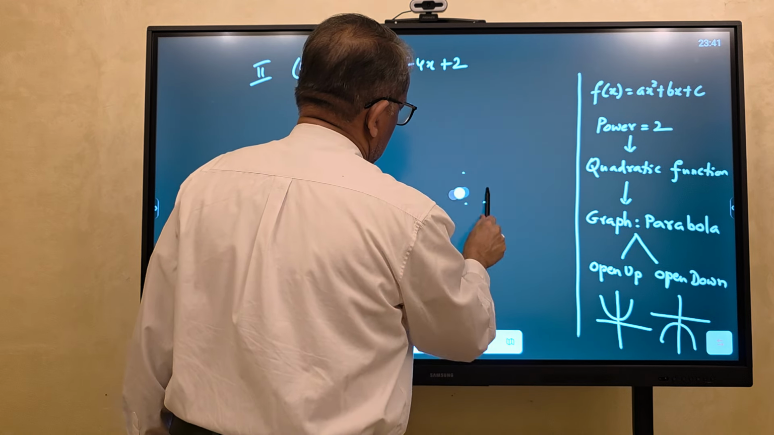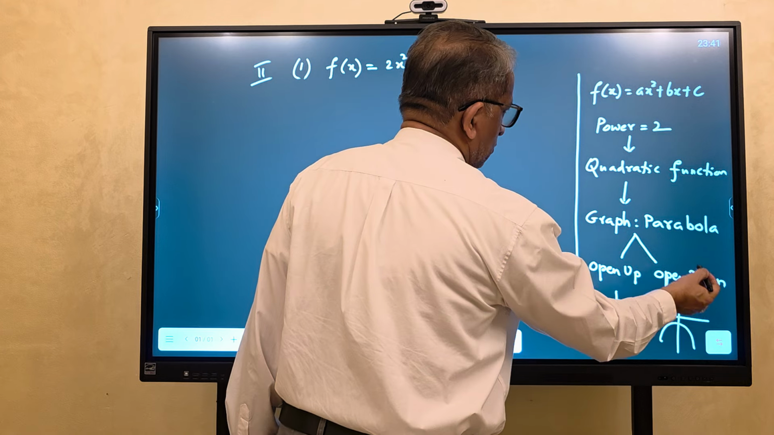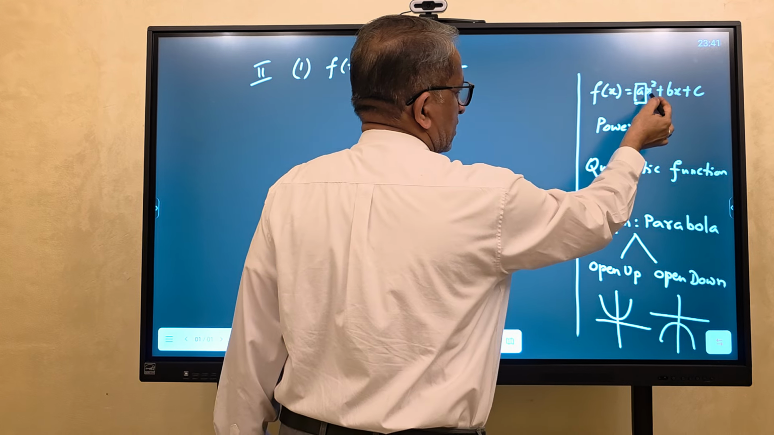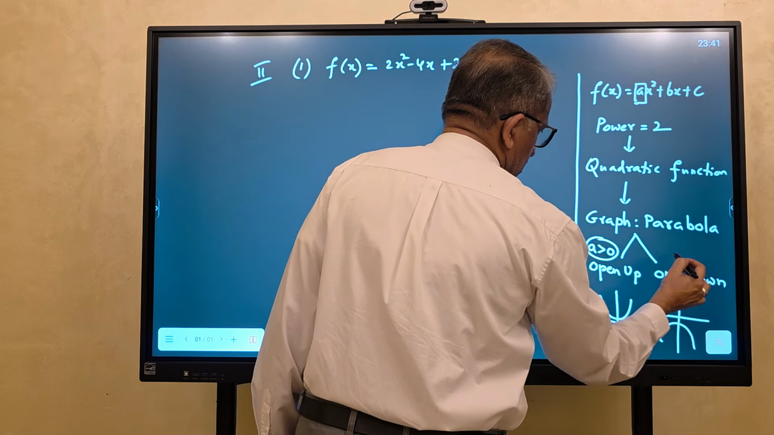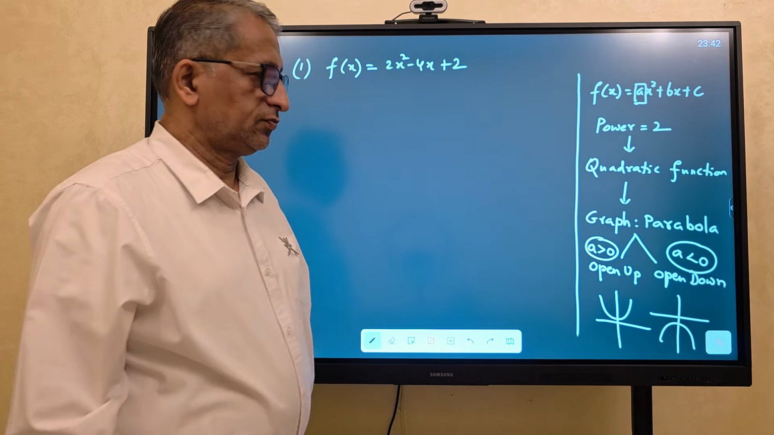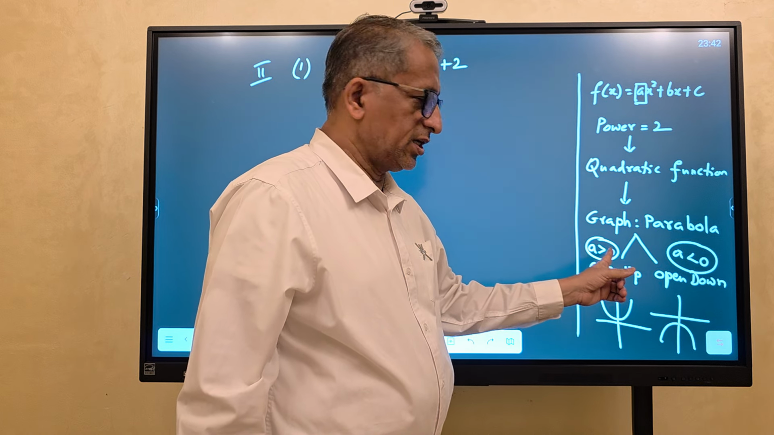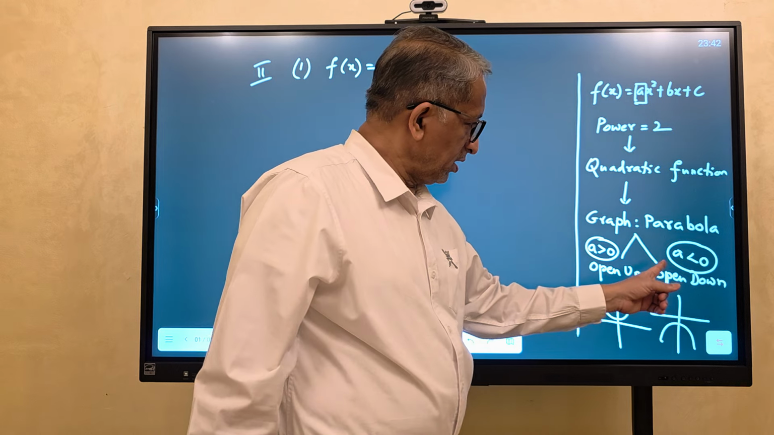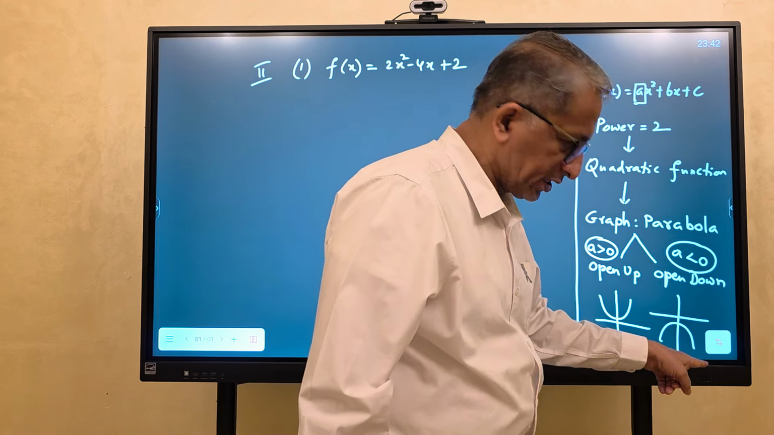Now how do I know whether it opens up or down? The number with x² will tell me. Here a is positive, here a is negative. Remember this. If the number with x² is positive, that is, greater than 0, it is opening up, like this. If a is less than 0, that is negative, then it opens down, like this.